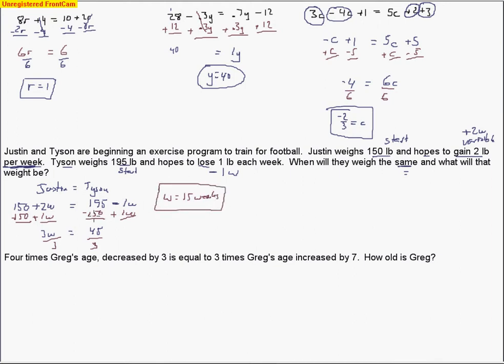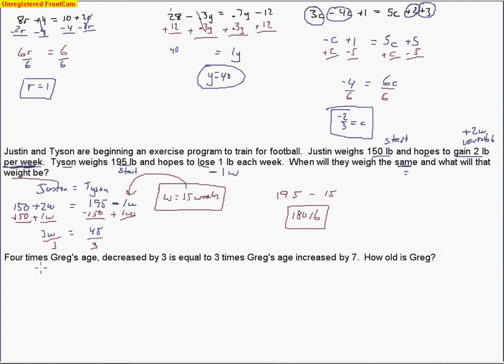they'll have to train before they'll weigh the same, if they follow this and one gains 2 pounds, the other loses 1 pound. Well, we're not done with the problem because they ask, what will the weight be? What we have to do from this point is substitute. Put that 15 weeks in for w, and figure it out. It doesn't matter which one you use. You'll get the same answer either way. So I just go with the easier one. 195 minus 15. Subtract those numbers, and you end up with 180 pounds. So after 15 weeks, that's the amount that weighs 180 pounds.